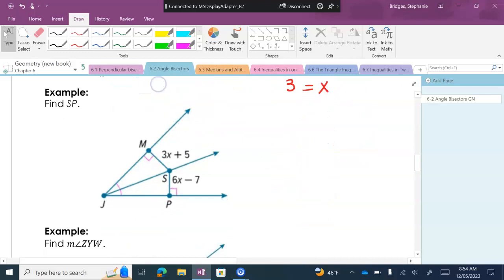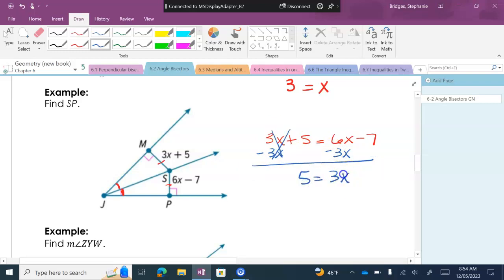Again, looking at my picture, looking at my markings, it tells me that my 2 small angles down here are congruent, which means that these segments are also congruent. So I'm going to set them equal to each other. 3x plus 5 is equal to 6x minus 7. I'm going to subtract my 3x over to my 6x. I'm going to add my 7. And then I'm going to divide by 3.